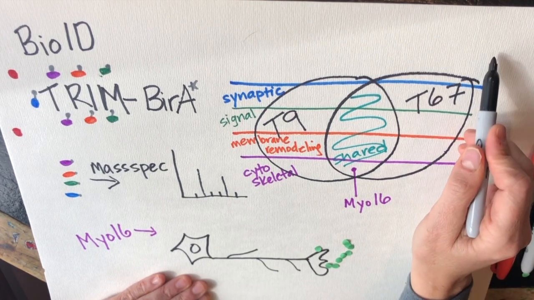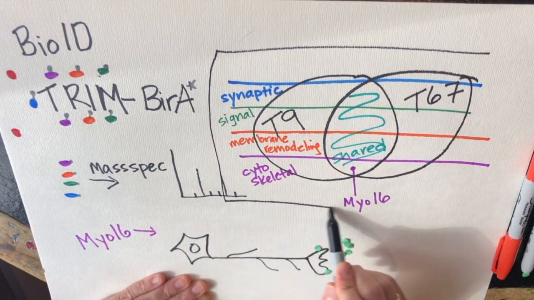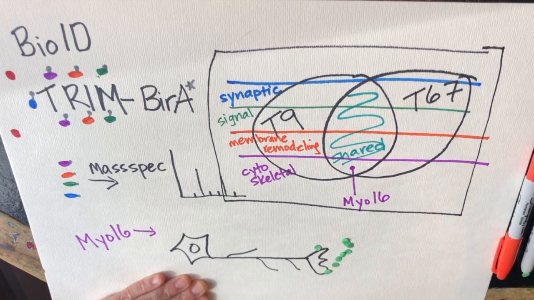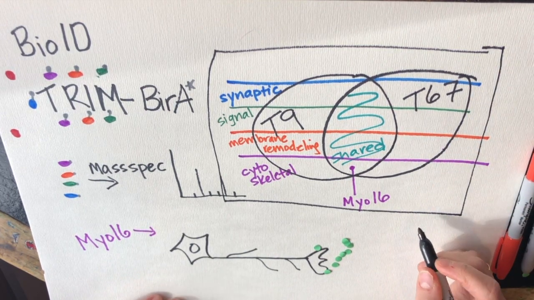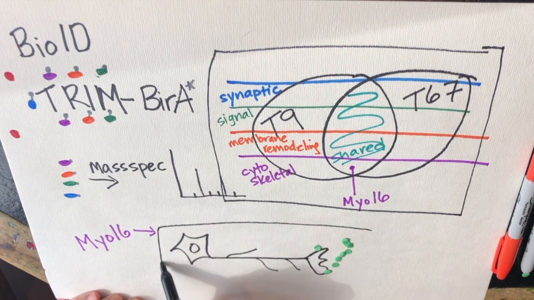The large overlapping interactome of TRIM9 and TRIM67 likely contains additional regulators of neuronal form and function by which these two ligases coordinate neuronal shape and function.